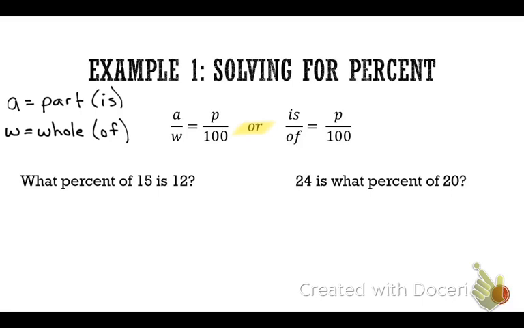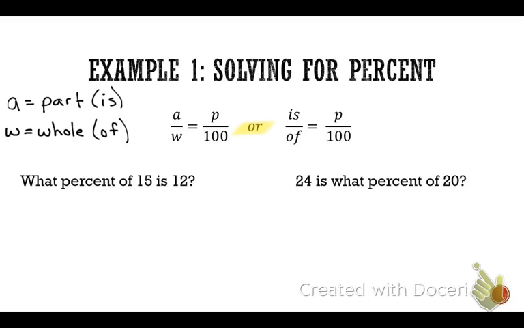My keywords tell it to me. All right, so if I see "of" some number, I know that's my whole, that's my W. If I see "is" and then some number, I know that that's my A, or my is value. All right, so let's read the first statement. What percent of 15 is 12? So I'm going to use my formula.